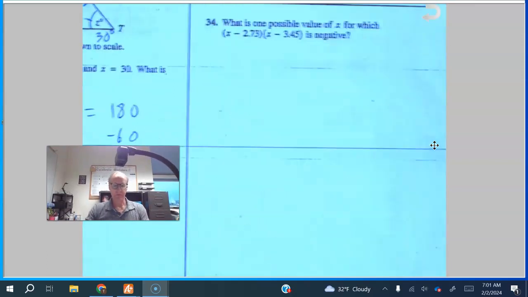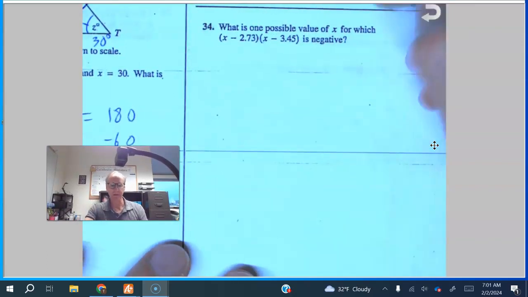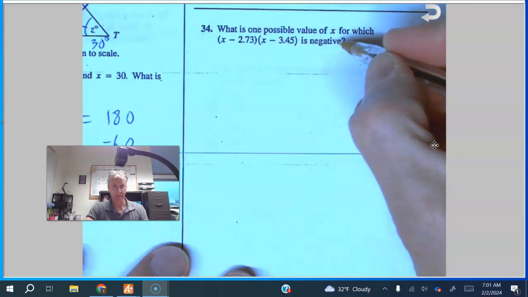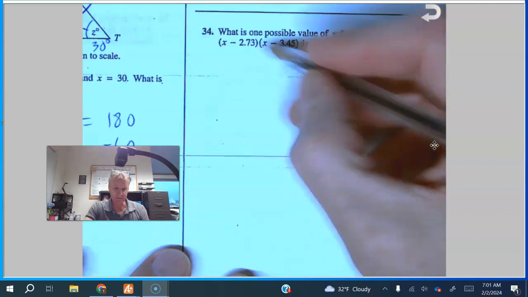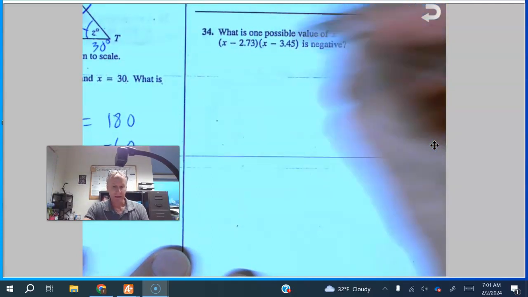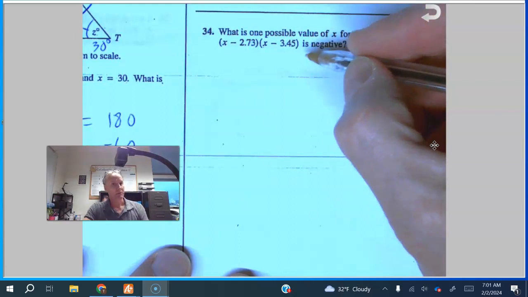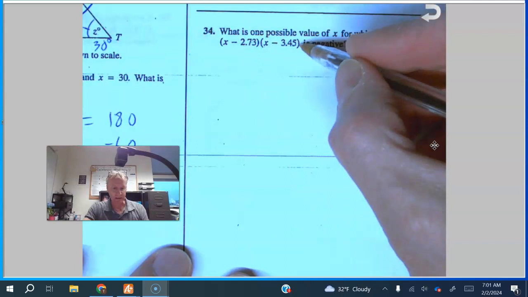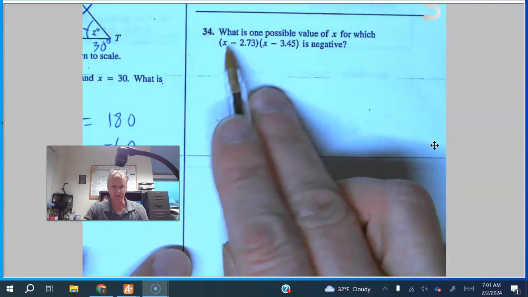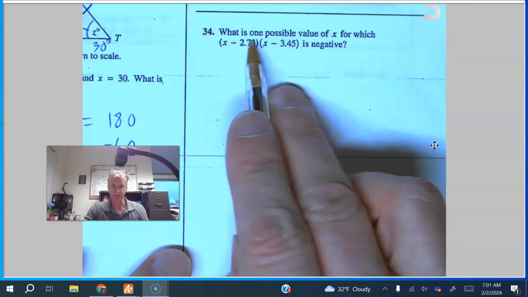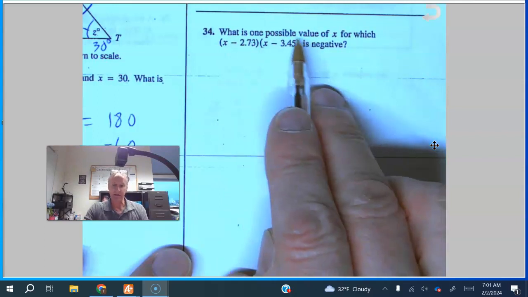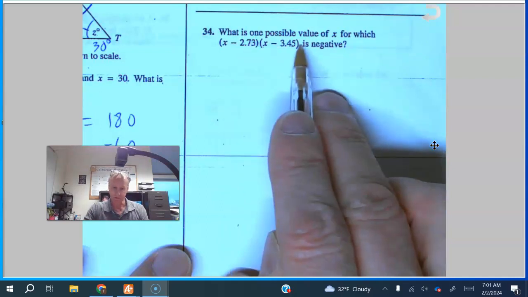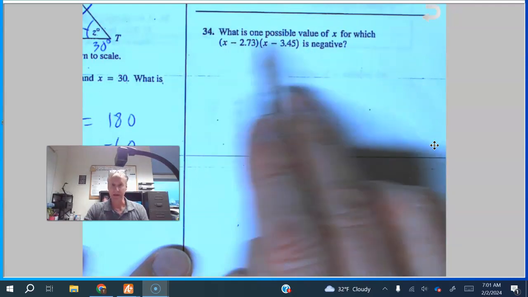All right, number 34. What is one value of X for which this is negative? Okay, so we want this thing to be negative. Now, x can be anything at all, but we want it to be negative. If both of these end up being negative, in other words, if I pick a number like 1 or 0, then this is going to be a positive because I'll have a negative times a negative. If I pick a number too big, it's going to make them both positive. For example, if I picked 5, it would make it positive.